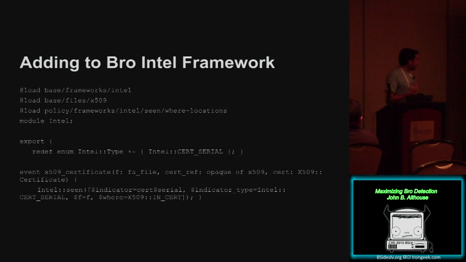And then adding something to the Bro Intel framework is really easy. This is literally it, and you could just take this script and replace a piece of it with something else, and you can then detect on that. For this one, this is cert serials, so you would just replace cert serials with cert subject, and that's how you would add cert subjects to the Bro Intel framework.